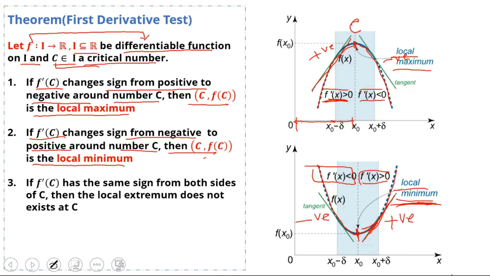Number three, if the derivative of the function at c has the same sign on both sides of c, then the local extremum does not exist at c.